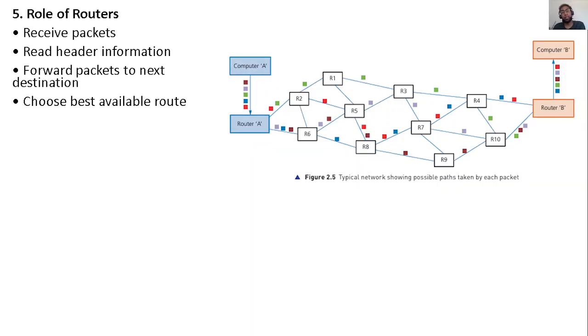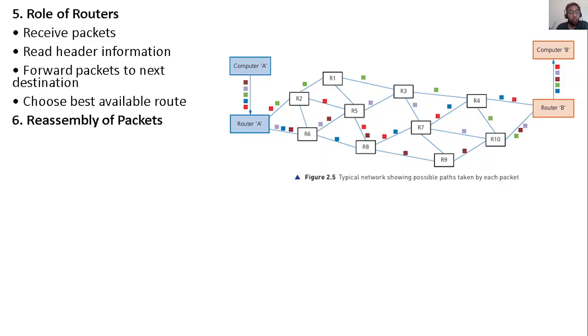Role of router. Routers receive packets, read header information, and forward packets to the next destination. Because in the header there is a receiver's IP address, and in the header there is a sender's IP address. So routers read the header values and choose the best route for each packet.